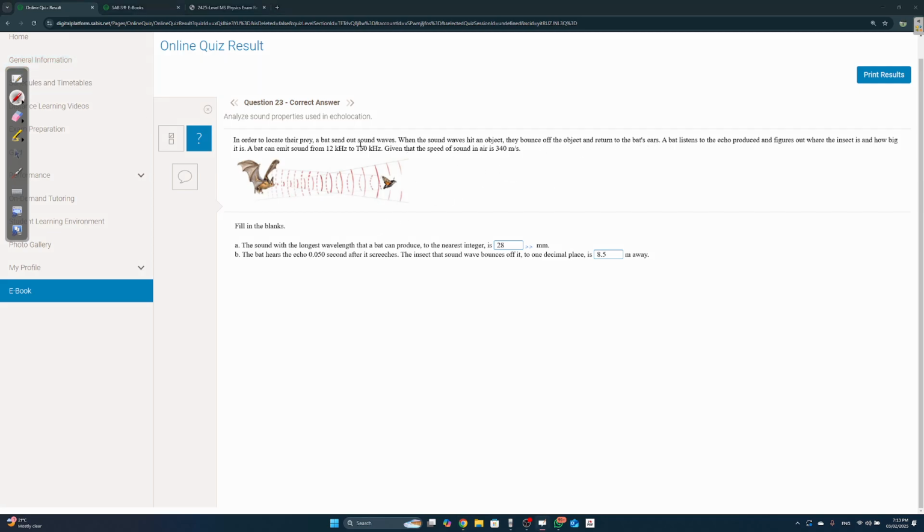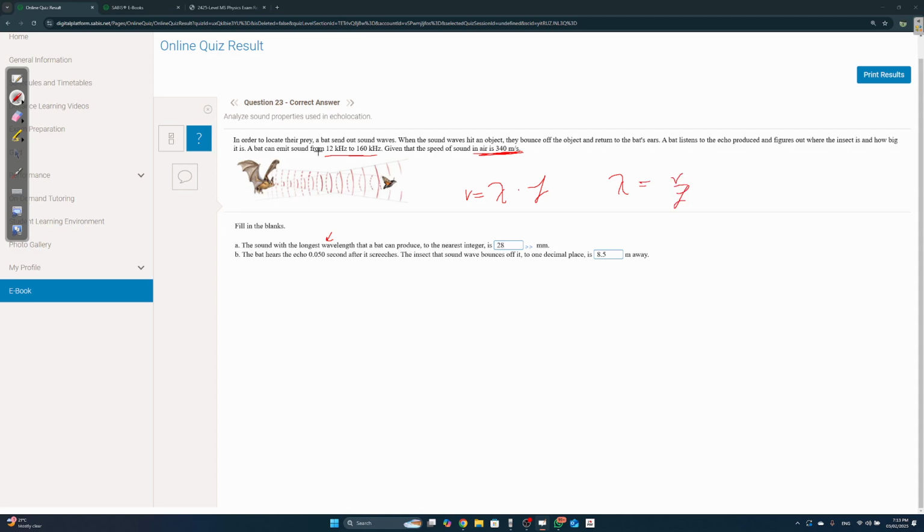We know the frequencies, and we know the speed of sound. Can we find the wavelength? We know v is equal to lambda times f. How do you find lambda? It's equal to v over f.